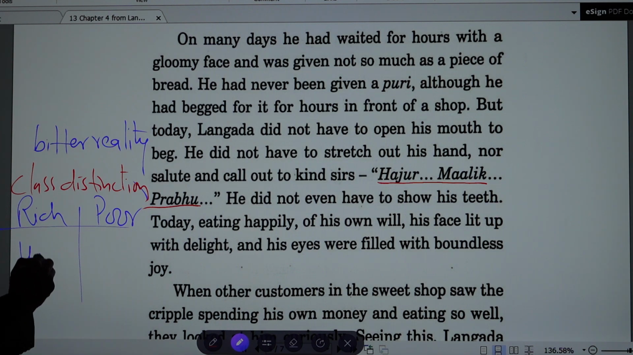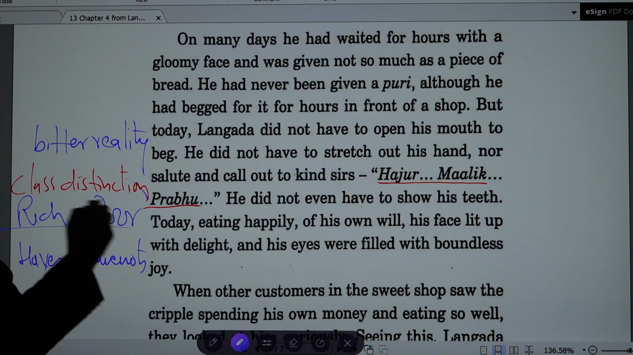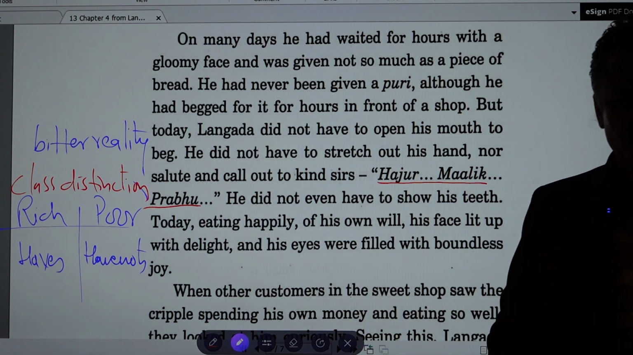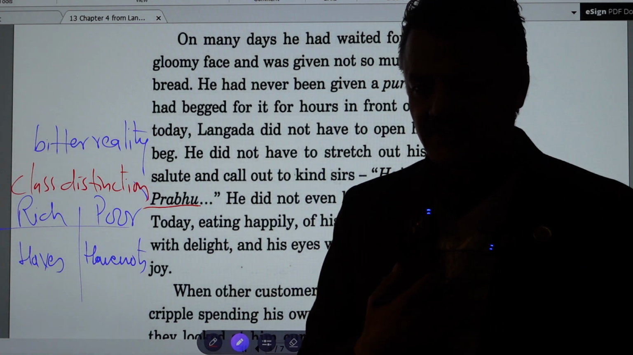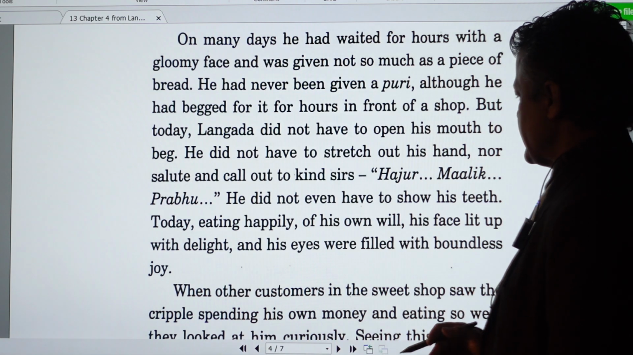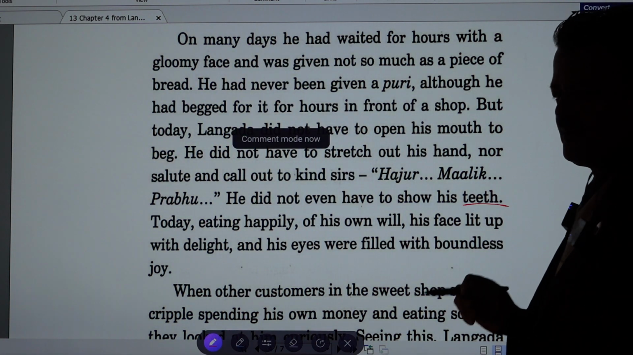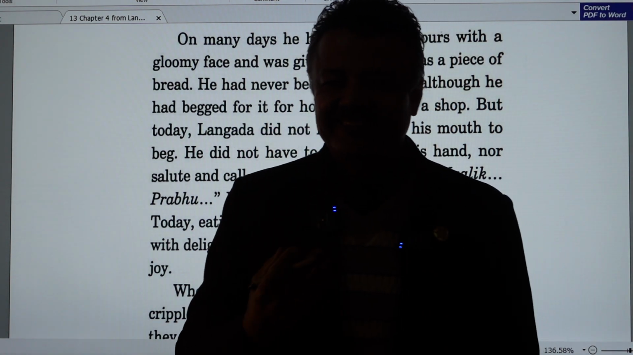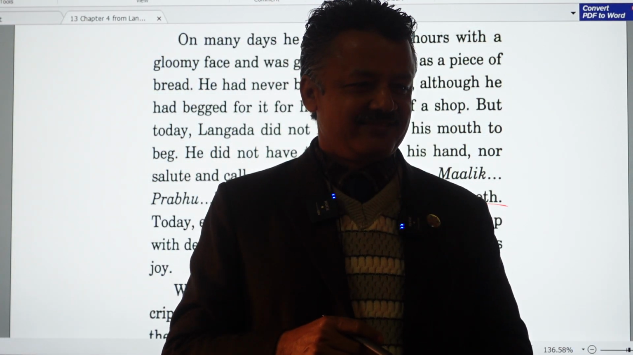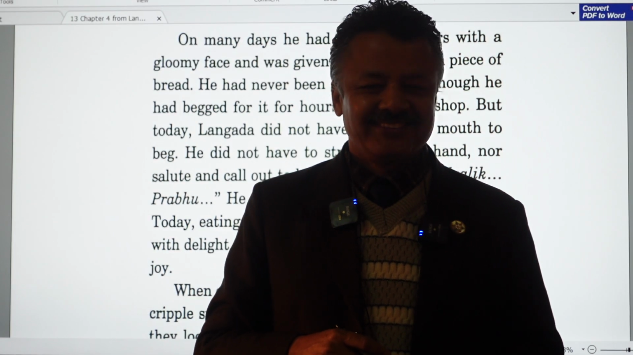The haves versus have-nots. That reality. Hazur, Malik, Prabhu, oh God, even I feel pain as I spell out the word. He did not even have to show his teeth. Look, this sarcasm. When beggars beg, Hazur, Malik, Prabhu, the puckering face. That's how you pucker your face. Right?